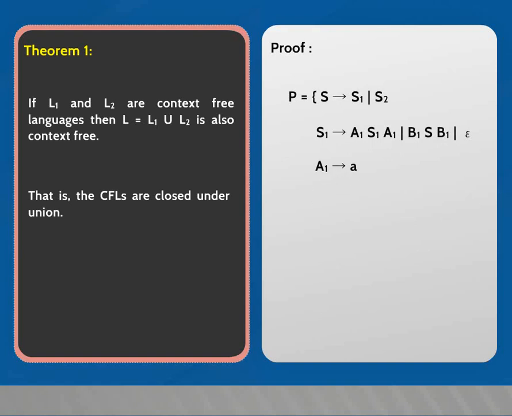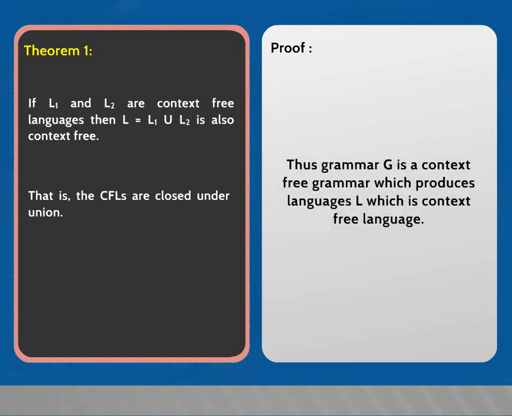Capital A1 provides small a. Capital B1 provides small b. S2 provides a A2 or b B2 B2. A2 provides b, B2 provides a. Thus, grammar G is a context-free grammar which produces language L, which is a context-free language.